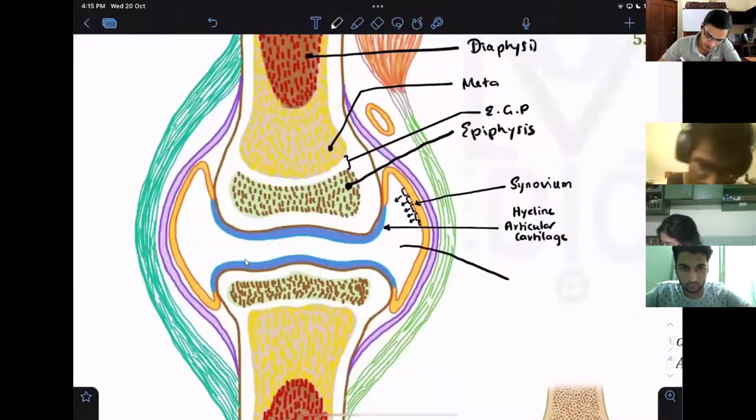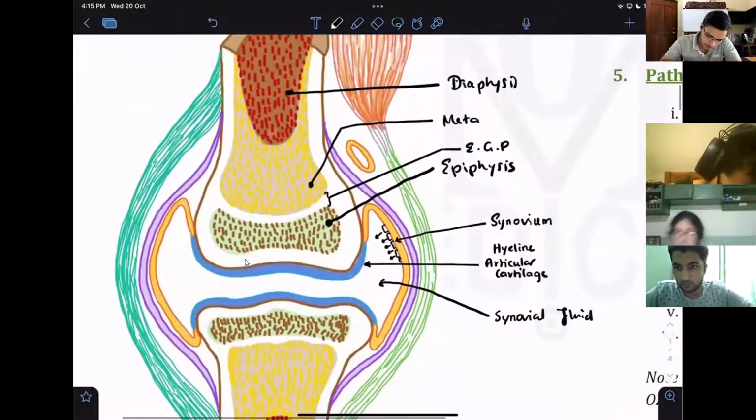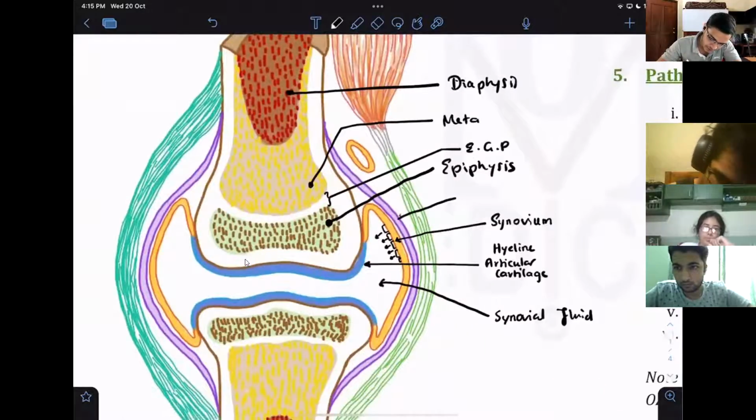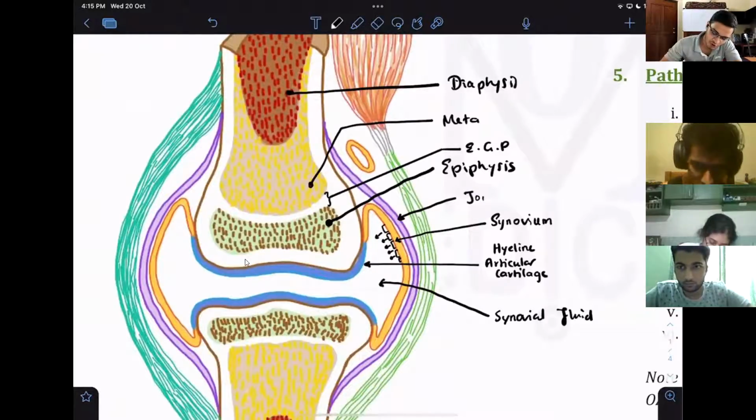So in this joint, this is the joint space. The joint space will be bathed by synovial fluid. Okay, synovial fluid. Then what is this outermost one, this purple capsule sort of thing? I think I gave it away. We usually call this a joint capsule.